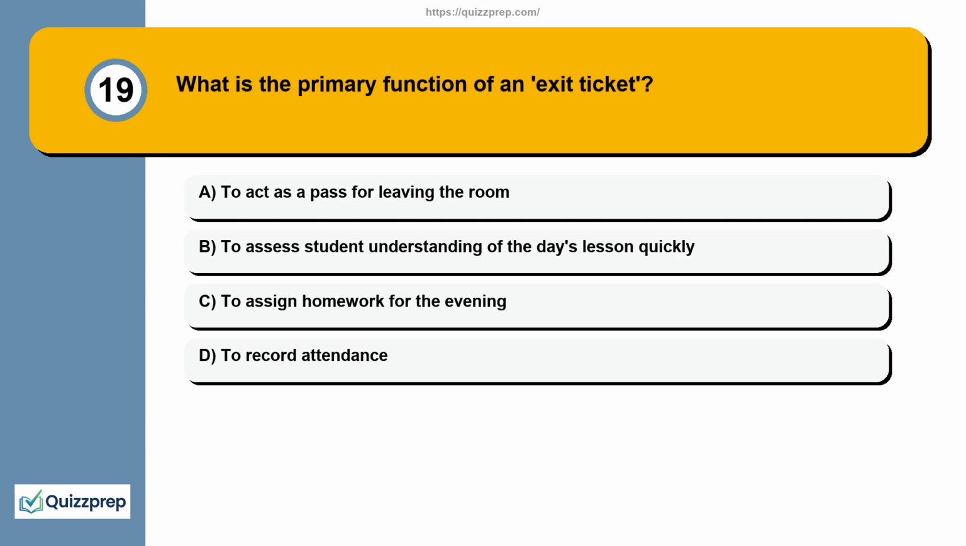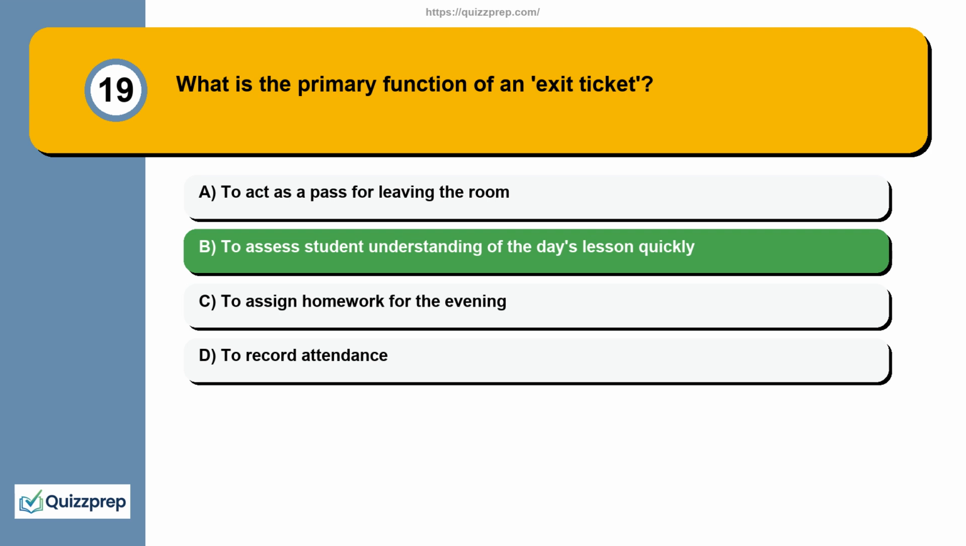Question 19. What is the primary function of an exit ticket? Here are your options. Option A. To act as a pass for leaving the room. Option B. To assess student understanding of the day's lesson quickly. Option C. To assign homework for the evening. Option D. To record attendance.